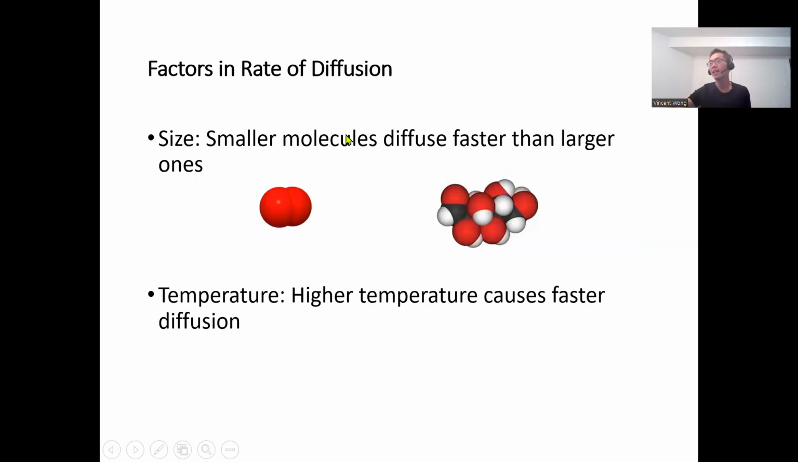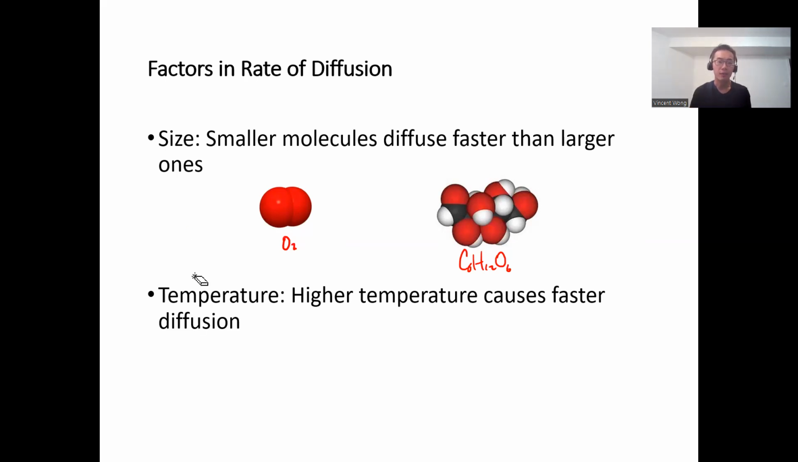Okay. Here are some factors that affect the rate of diffusion. Rate of diffusion is how quickly the spread occurs, right? So the first factor that affects it is size. If it's really small, like this O2 molecule, it's able to move quickly and therefore able to diffuse faster. If the molecule is more bulky, like this one, this is glucose, right? It moves slower, and the rate of diffusion is going to take longer.